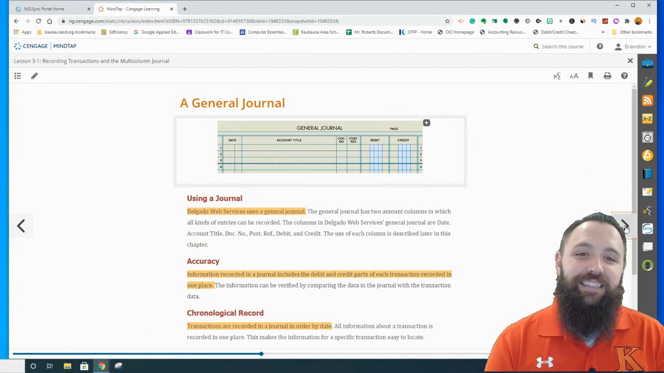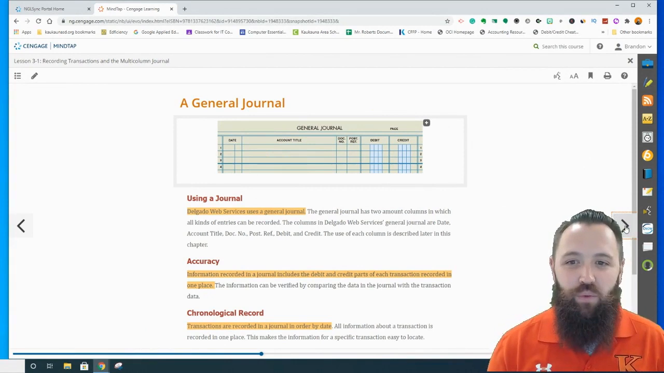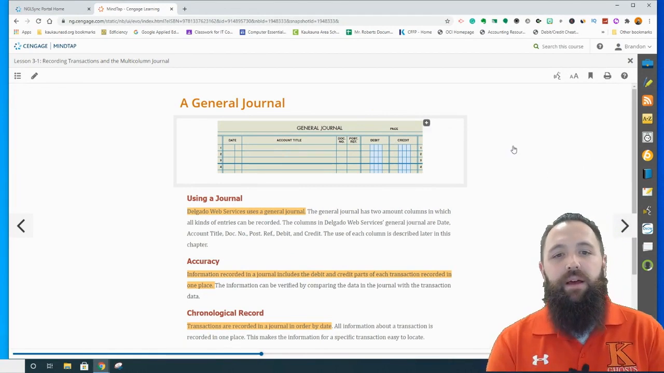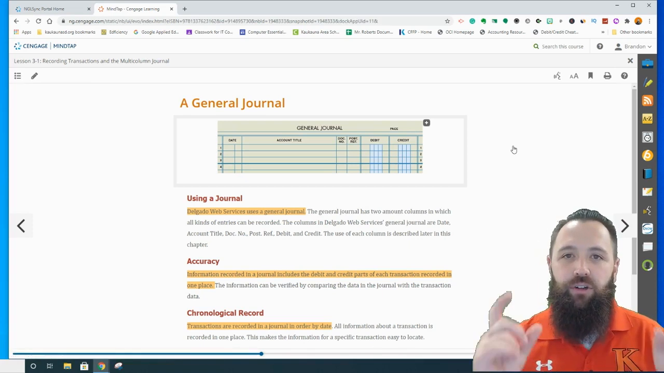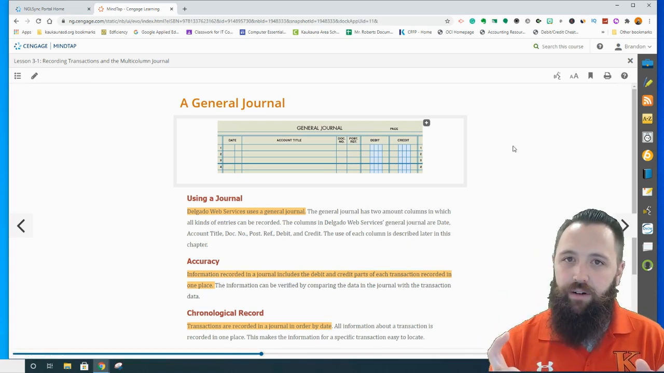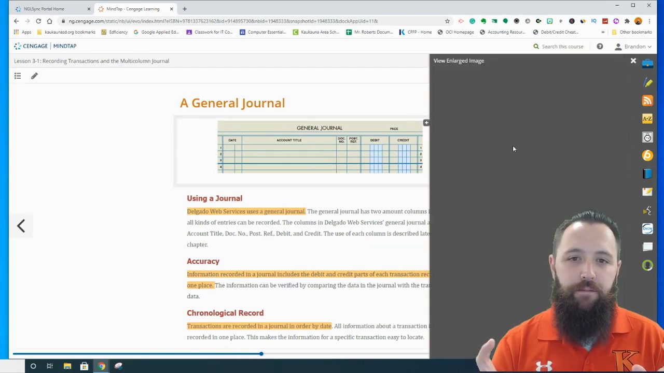But the next thing is going to be our general journal. And this is what it looks like right here. Let me just make it a little bit bigger if this will pop up. And this general journal, you're only getting a snippet of it right here, okay? Just a really small part.